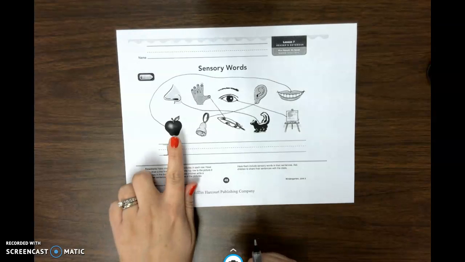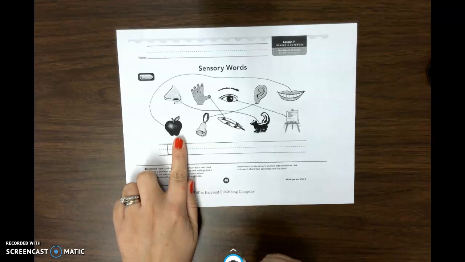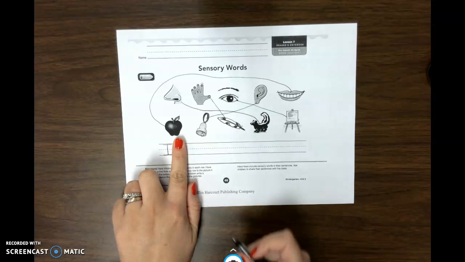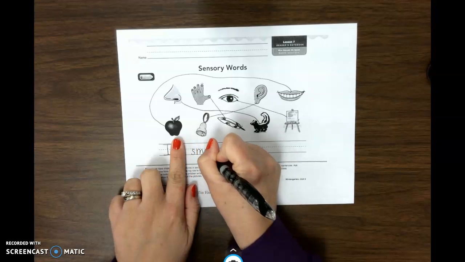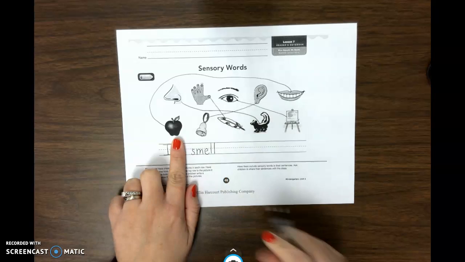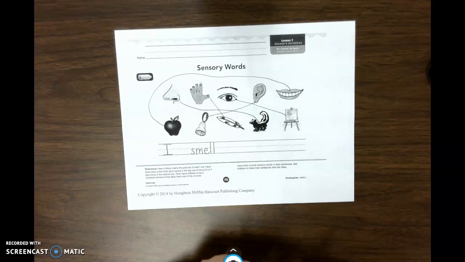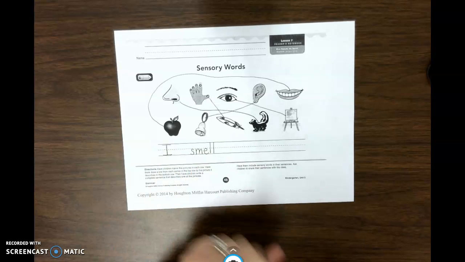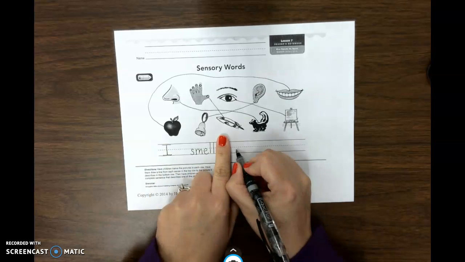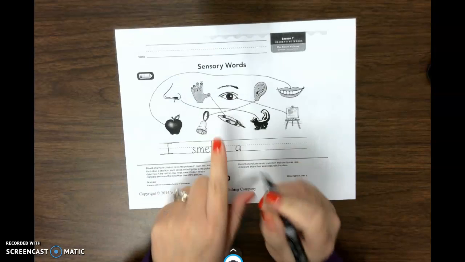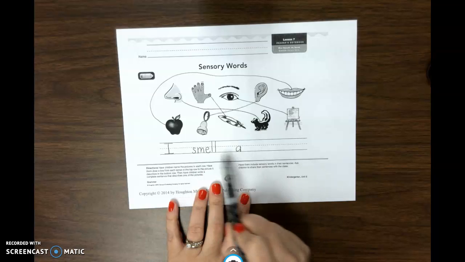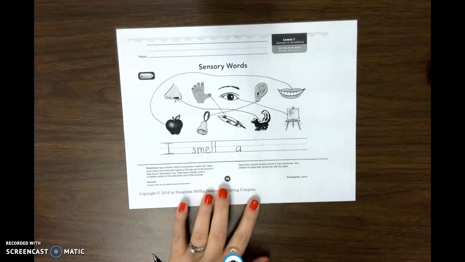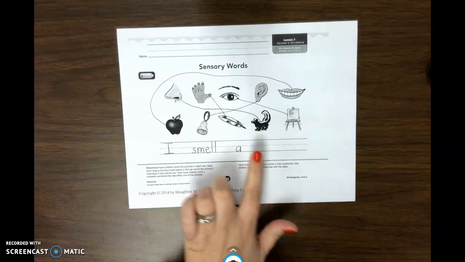And then we put a little space between each word. So I, what was my next word of the sentence? Smell. Sm. Oh. I smell. The next word, I smell a. I'm going to put a space and write an A. Now notice my I is the only letter in my sentence that is uppercase. All the other letters are lowercase. I smell a what? Skunk.